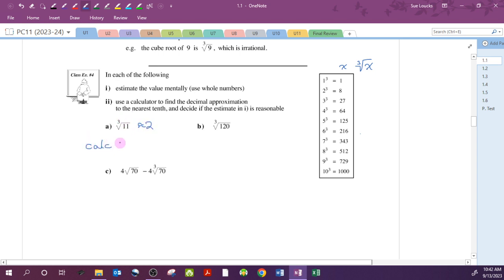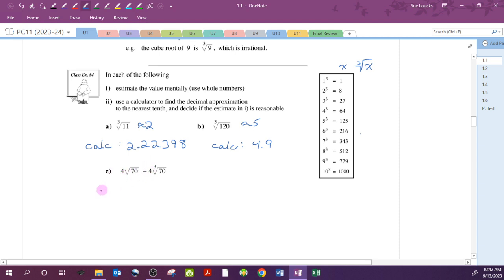And my calculator tells me that it is 2.22398. So that's reasonable. The cube root of 120 is going to be somewhere around 5. So that's about 5, and my calculator tells me that it is 4.9.